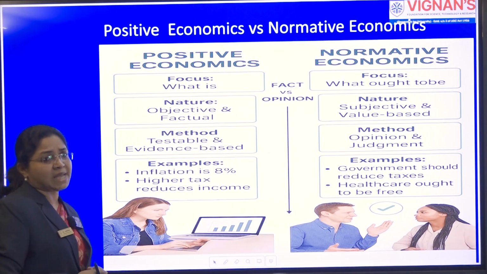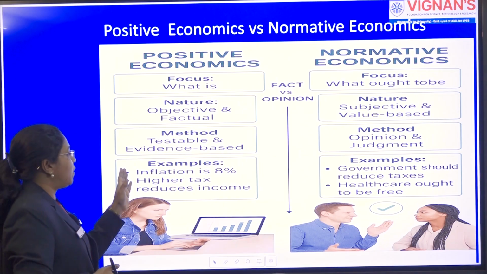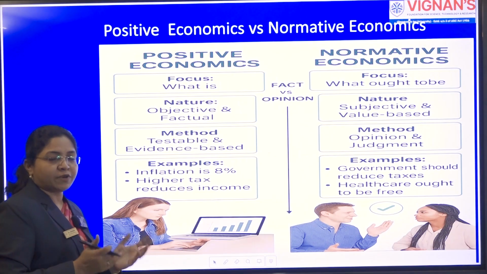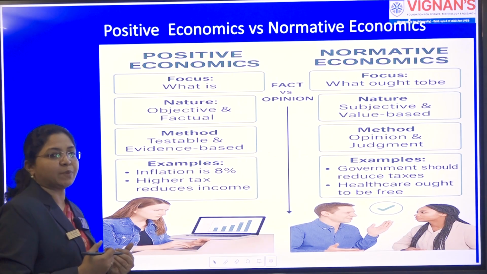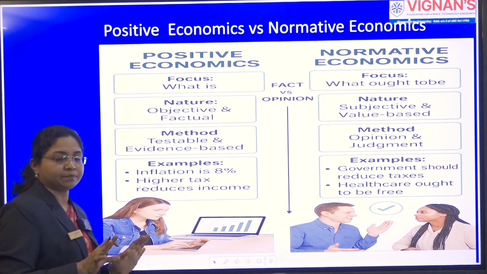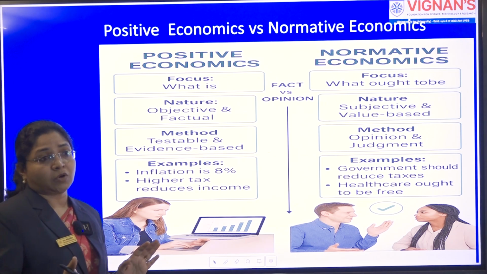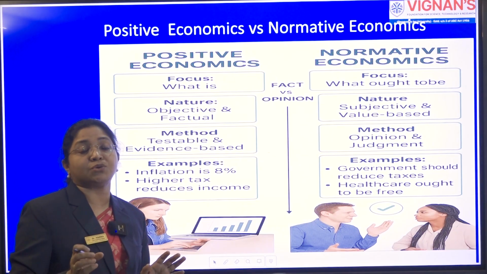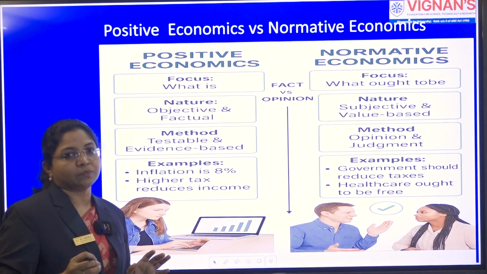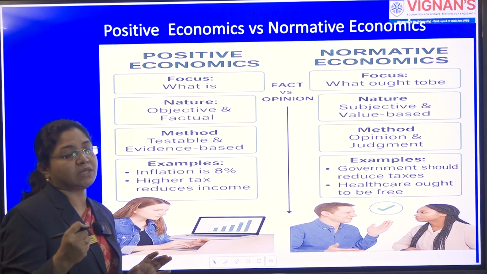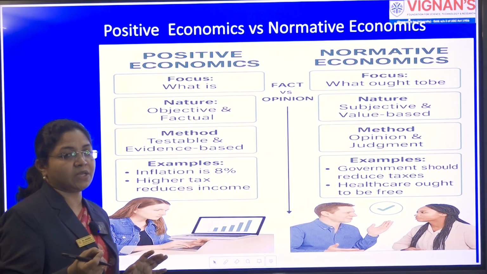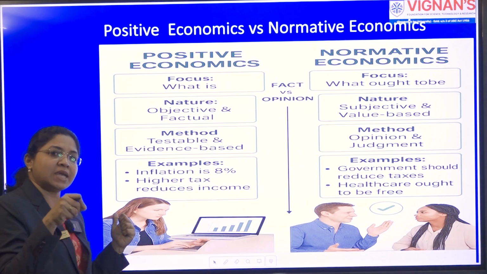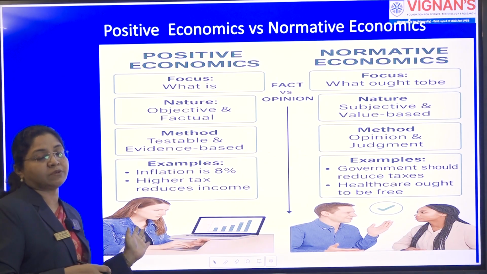And what are the examples for positive economics? The best example is, for example, India's inflation rate is 8%, which is a fact. But what is the ideal, or how should a country's inflation rate be? Ideally, a country's inflation rate should be less than 3%. So having less than 3% inflation is normative in its approach, and the fact which states that India's inflation rate is 8% is fact based, which is a positive approach.